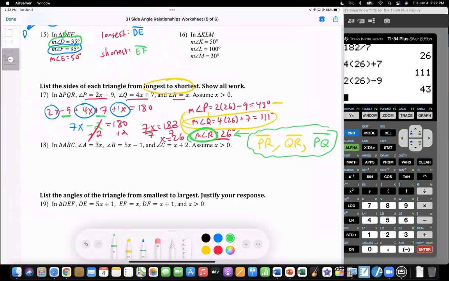All right, so you could try number 18 on your own. It's very similar. So you should have no problem doing that now as well.